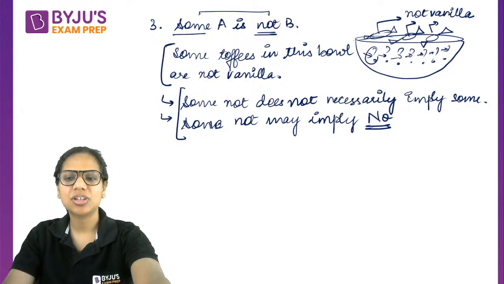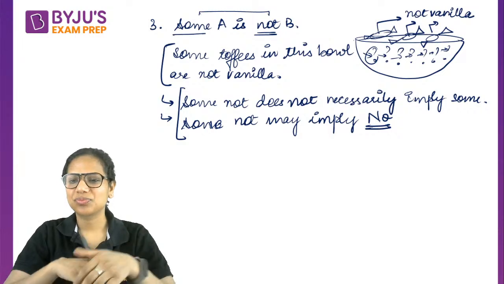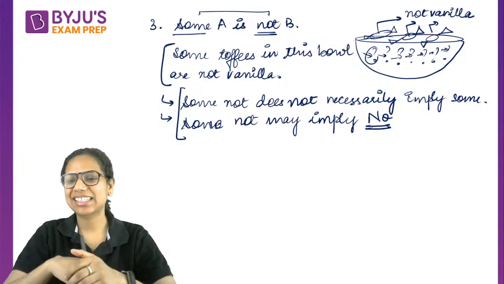What other diagrams? Come on. Some A is not B. What are the diagrams? I want your active participation because we have the concept, then we have some questions.